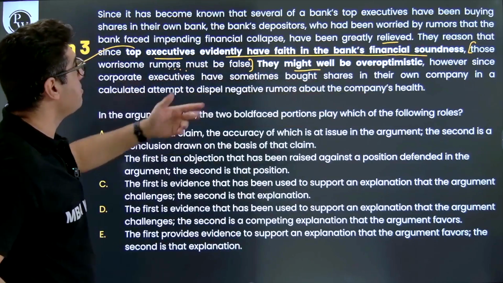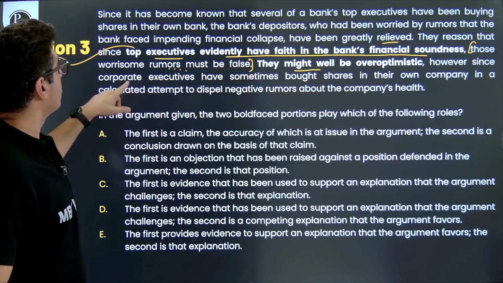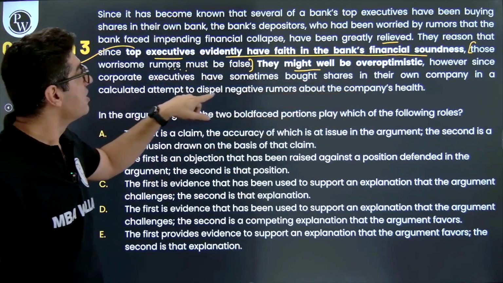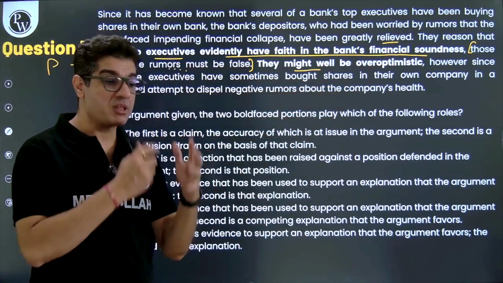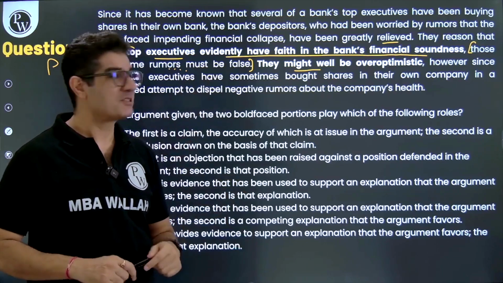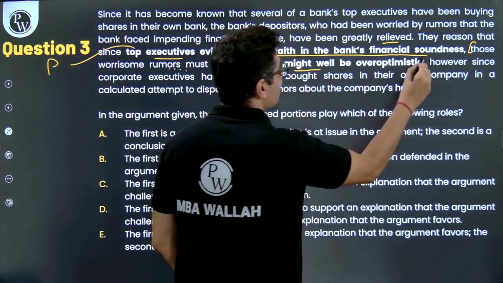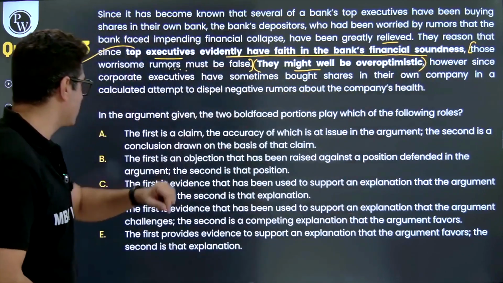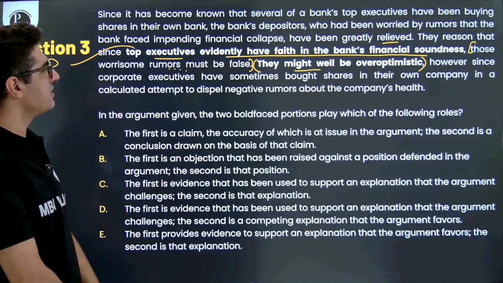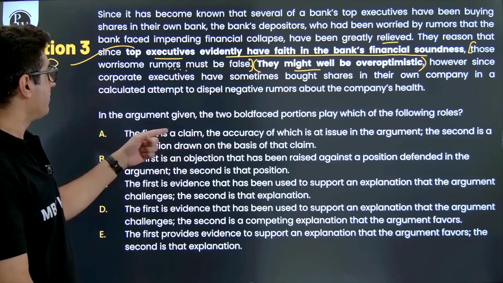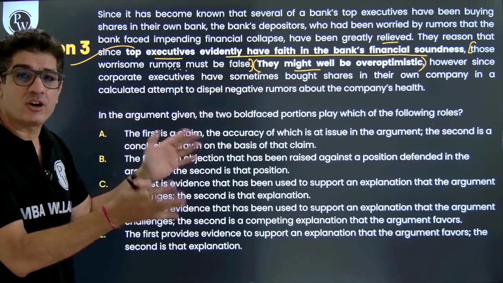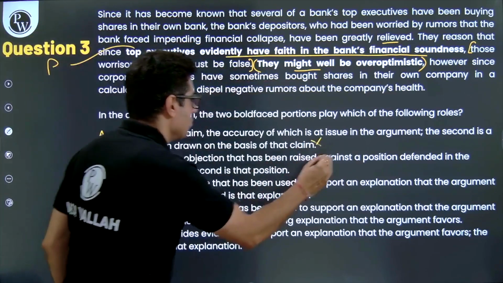However, why might they be wrong? Since corporate executives have sometimes bought shares in their own company in a calculated attempt to dispel negative rumors. There are times when they buy it so that those negative rumors go away. So this is the author's main conclusion. Let us check. Let's start with the second one. The second is a conclusion drawn on the basis of that claim. The first is a claim, the second is a conclusion drawn on that claim. No, they are contradictory. So this part can be ruled out.